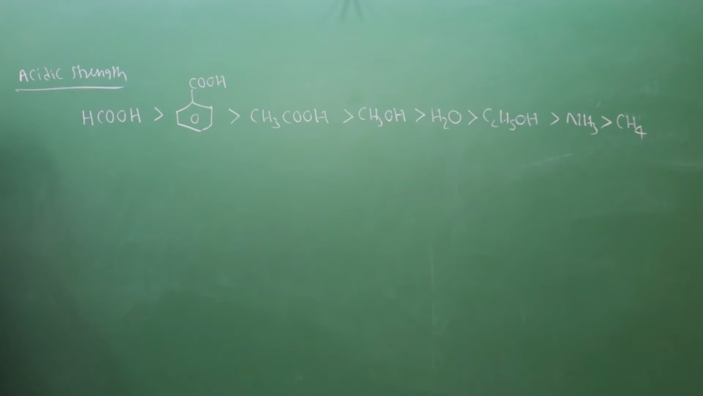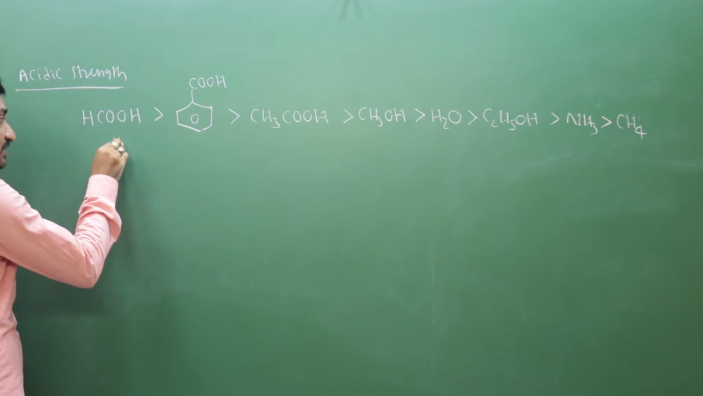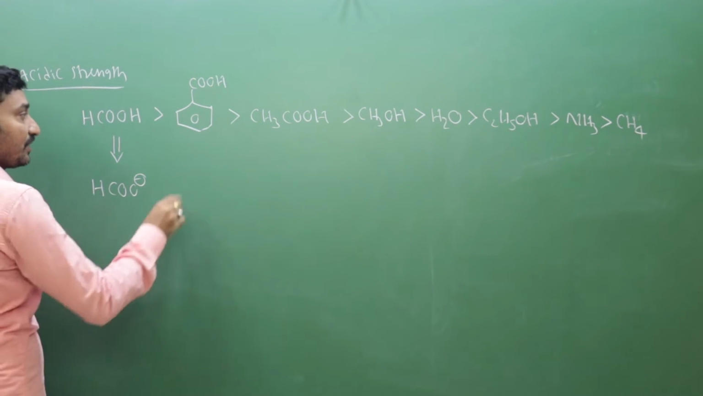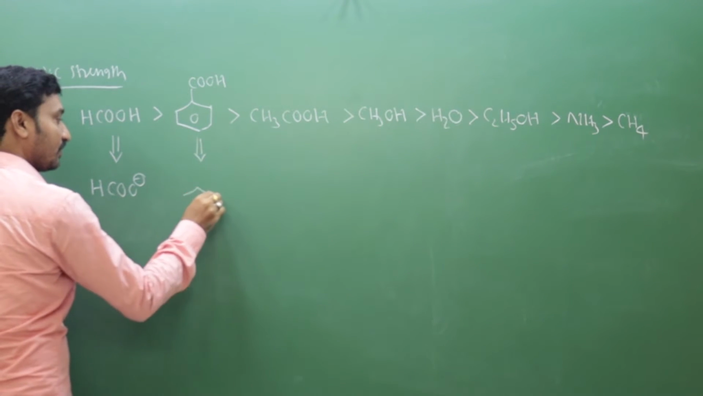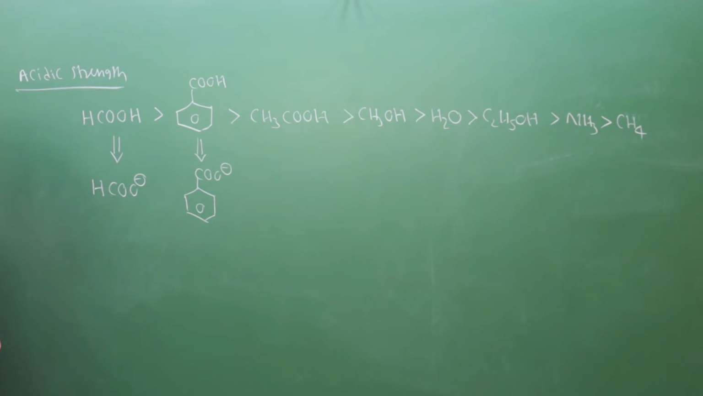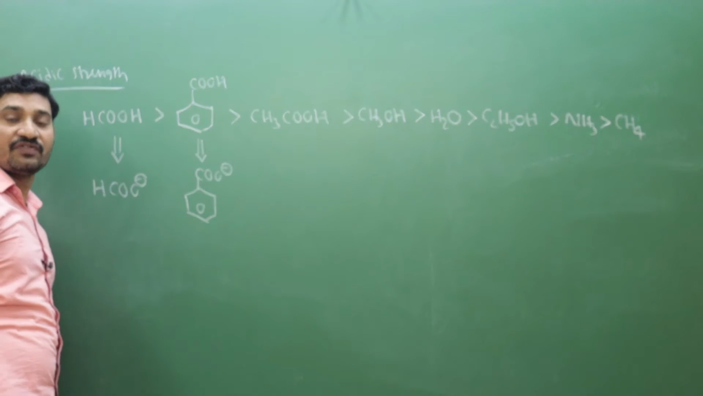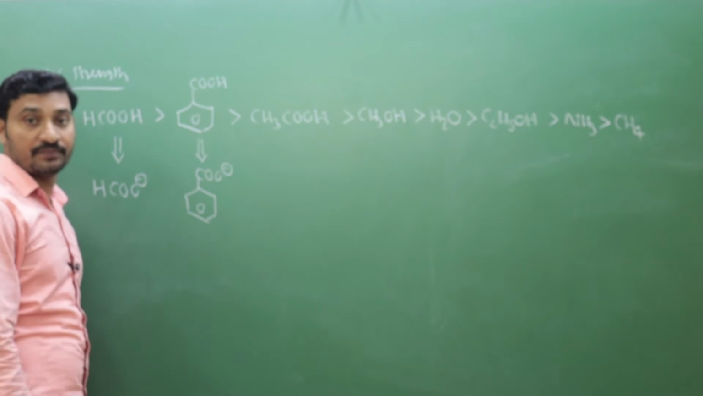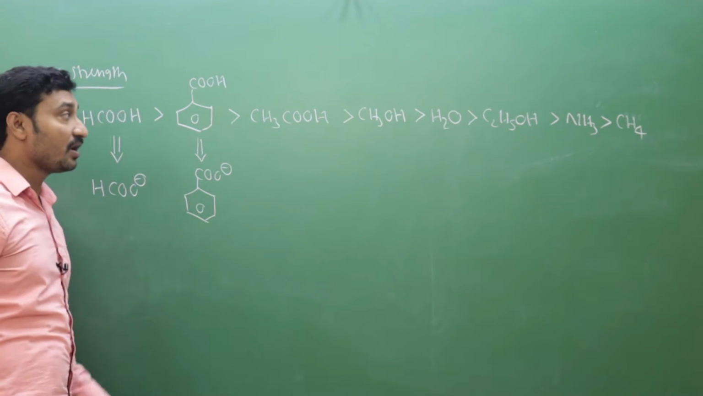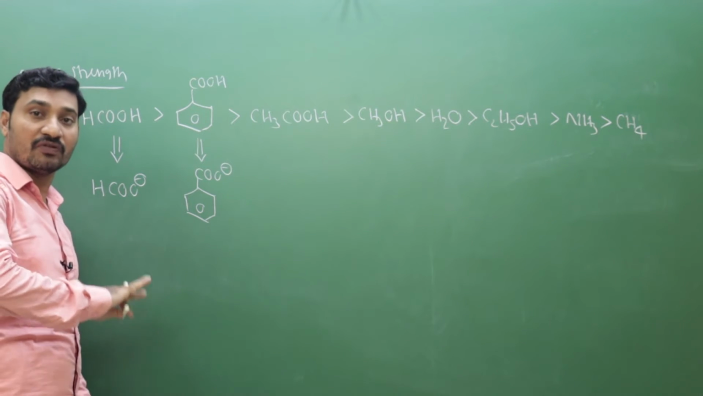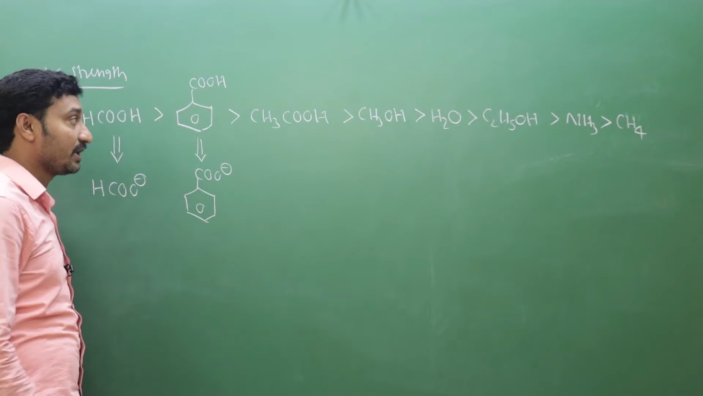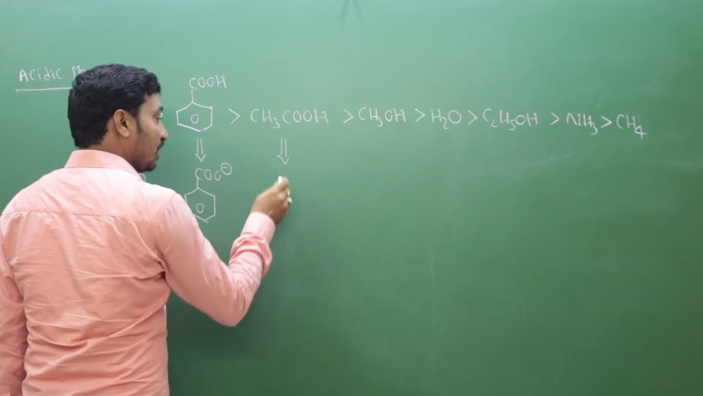Tell me what are their conjugate bases? HCOOH, conjugate base HCOO minus, right? And benzoic acid, conjugate base C6H5COO minus. How is a conjugate base formed? By removal of a proton. How is a conjugate acid formed? By addition of a proton.